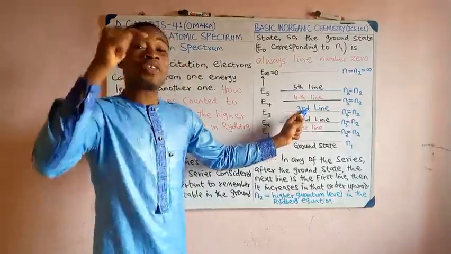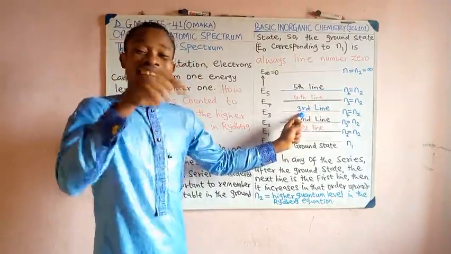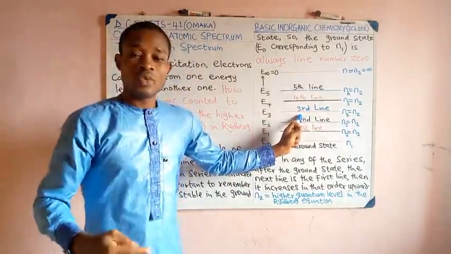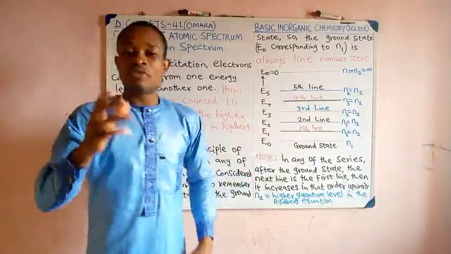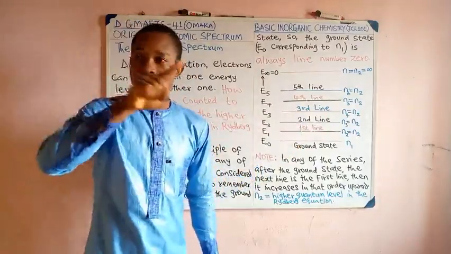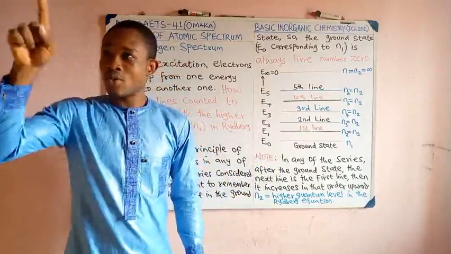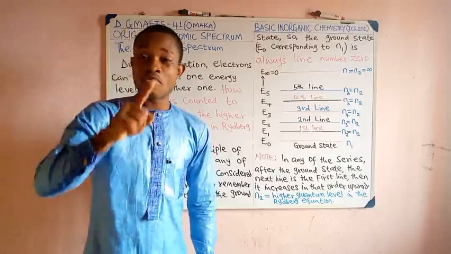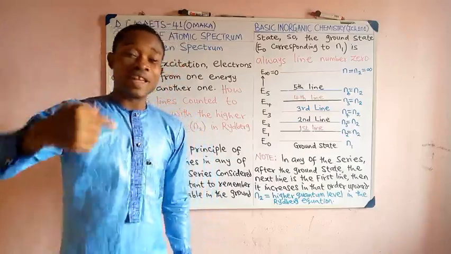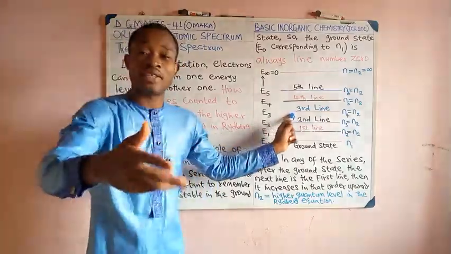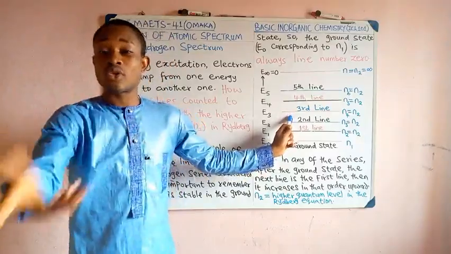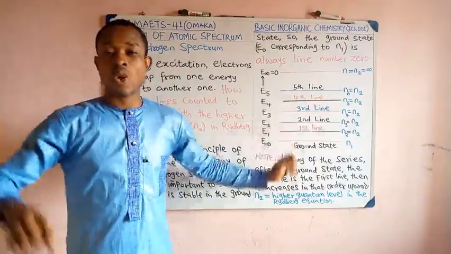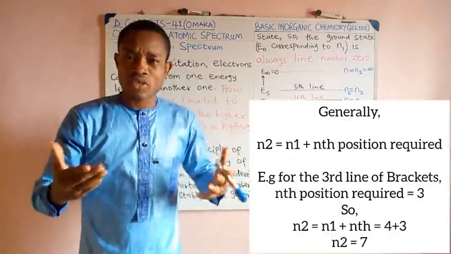Now, our problem is based on the third line. So you take note that on the third line, in Brackett series, n2 will be equal to what? 7. Which means that in the Rydberg equation, your formula, the bracket side is going to be 1 over n1 squared minus 1 over n2 squared. For Brackett series, n1 is equal to 4. So it will be 1 over 4 squared minus 1 over... Now we calculated something for the third line. The third line, n2, is equal to 7 for Brackett series. So it will be minus 1 over 7 squared. I hope it makes sense.